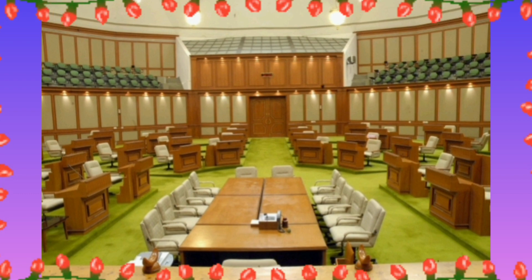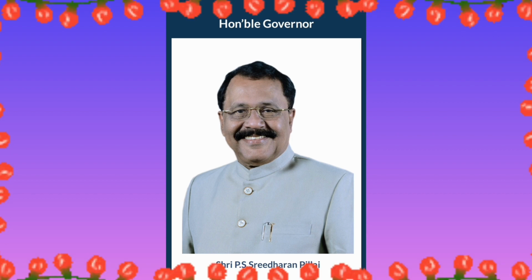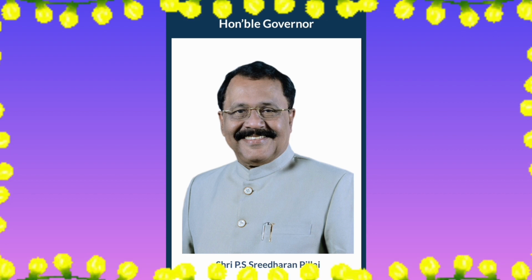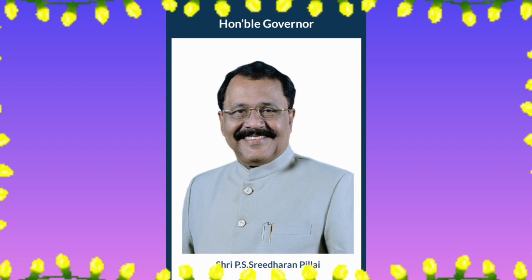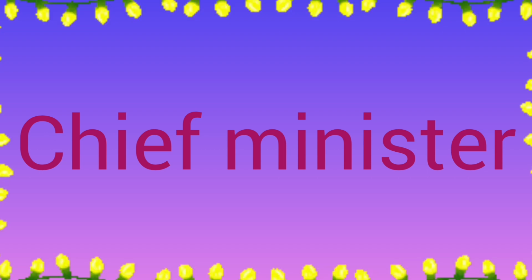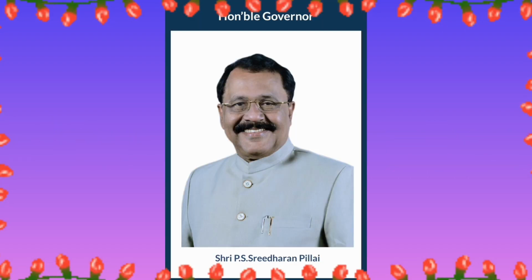The position of the governor of a state is compared to that of the president of India. Just as the president is the nominal head of the country, the governor is the nominal head of the state. Nominal means a namesake head. So the real head of the state is the chief minister, and the real head of the country is the prime minister. But the governor can exercise his powers in the real sense on some occasions.